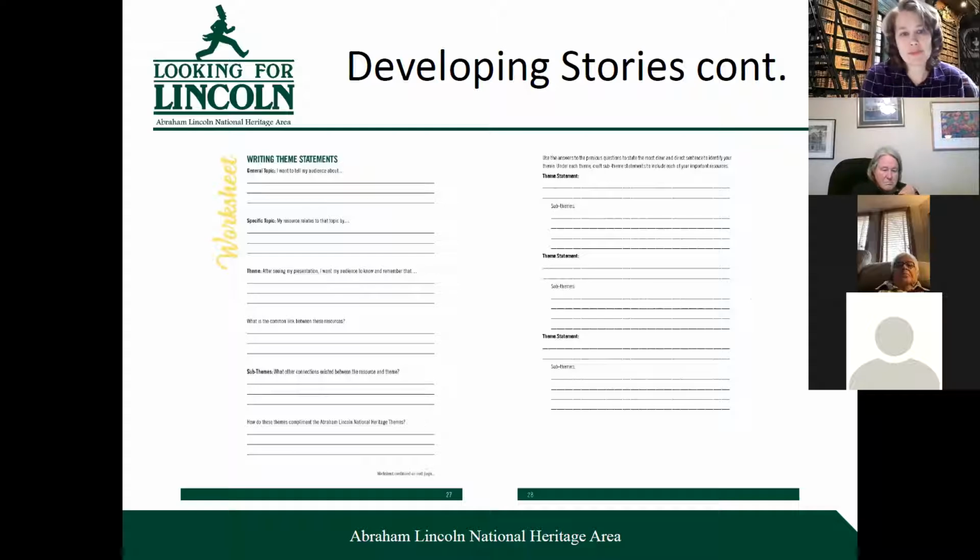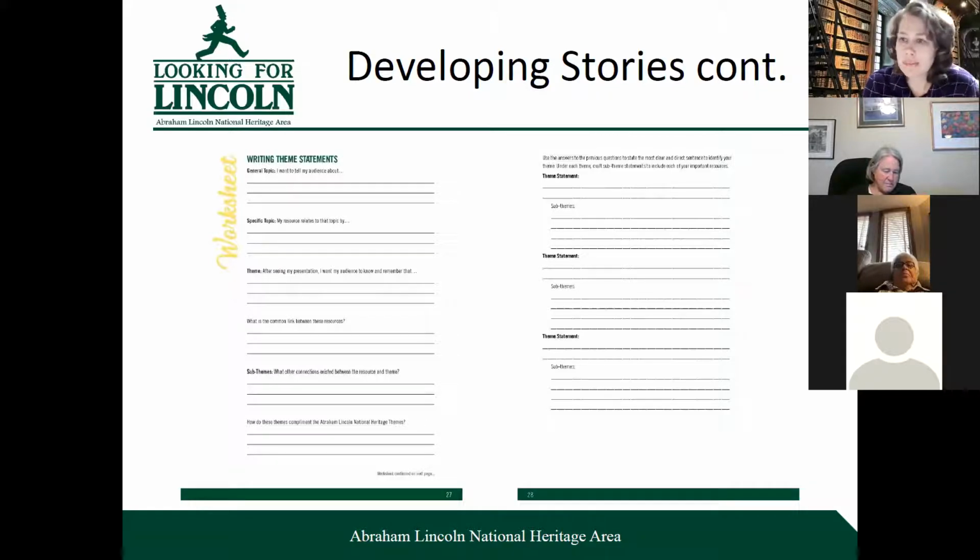Then you get more specific. My resource relates to this topic by, and then you think your theme. After seeing my presentation, what do you want your audience to know or remember about it? What is the common link between the resources? And then you can start writing like a sub-theme. What other connections exist between the resource and the theme? And how do these themes complement the heritage area?